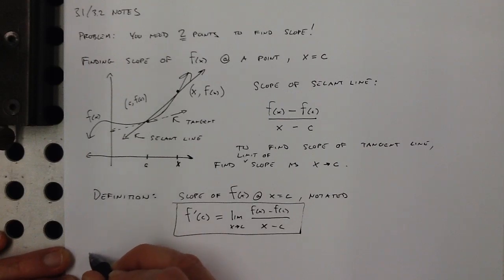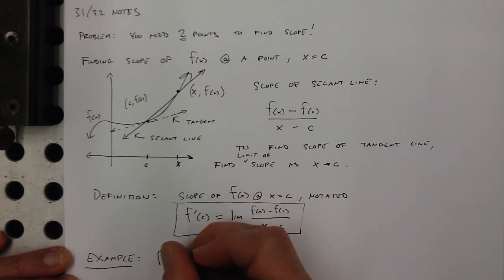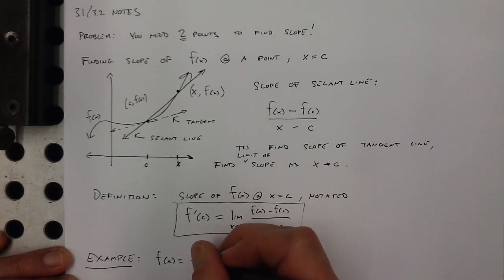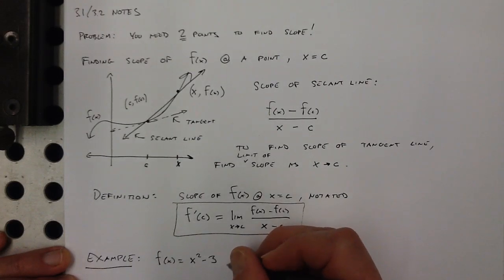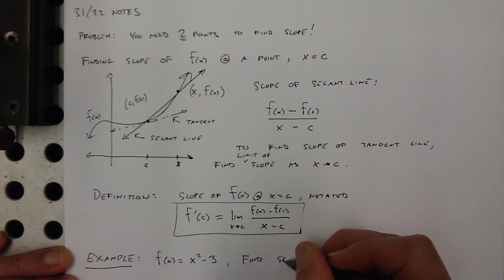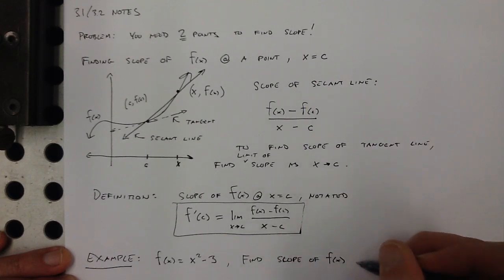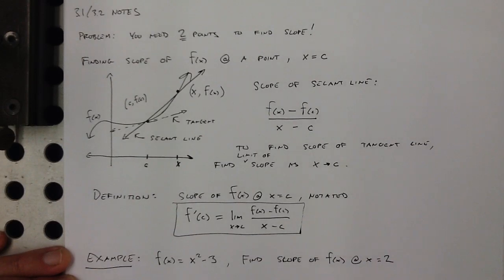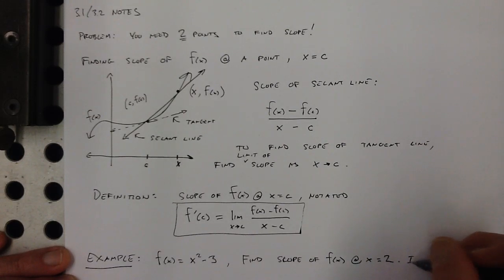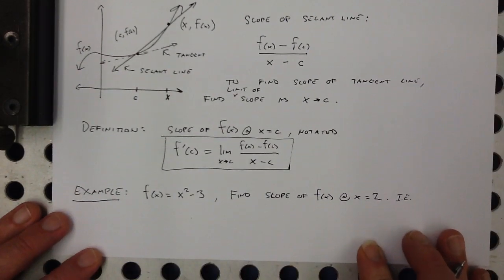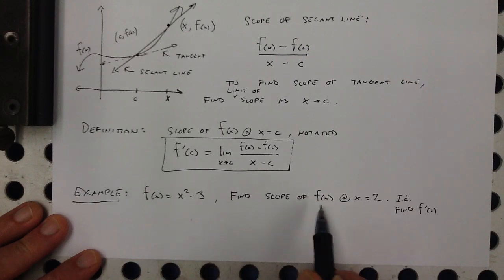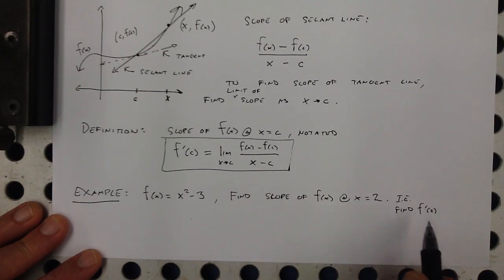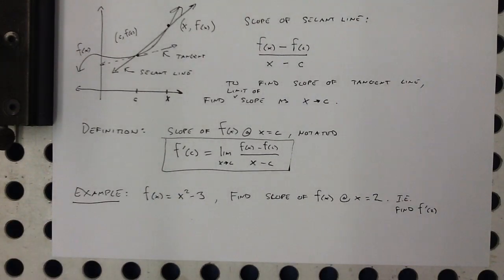Okay, so let's do a quick example here. Let's use the function, how about, x squared minus 3. We want to find the slope of f of x at x equals, let's say, 2. In other words, we are looking to find f prime of 2. That's what that means. You want to talk about the slope of a function at x equals 2? That's what f prime of 2 is. The prime means the slope of that function. So f prime of 2 means the slope of the f function at 2.